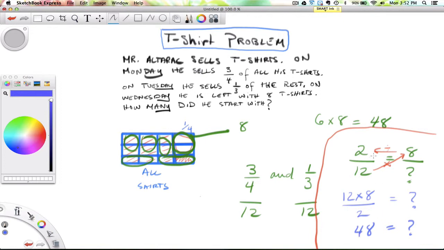Let me remind you one more time what this proportion tells us. It tells us that 2 pieces out of 12 is the same thing as 8 t-shirts out of how many t-shirts? And so cross multiply to get 48 t-shirts in total.